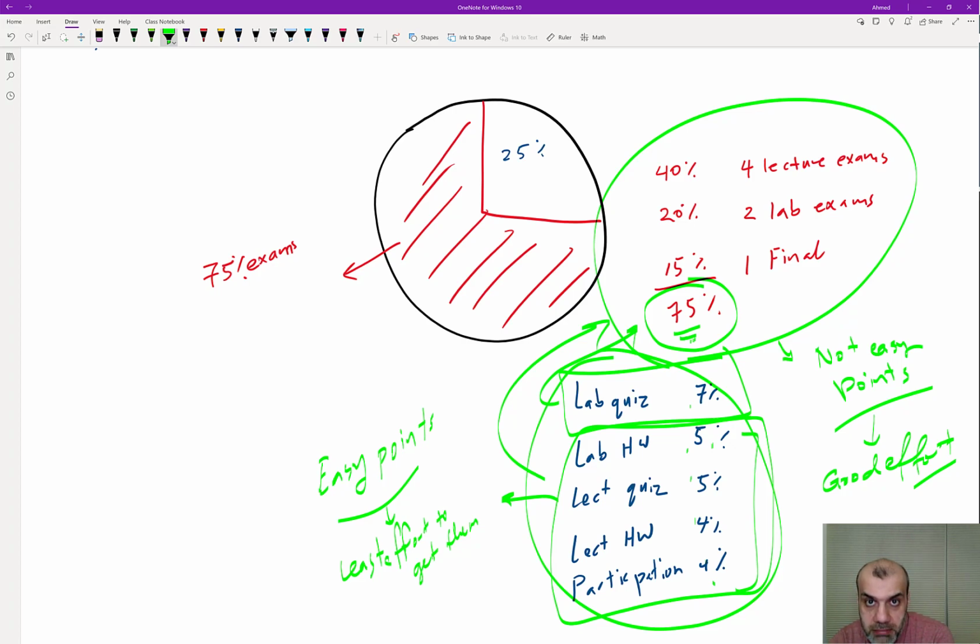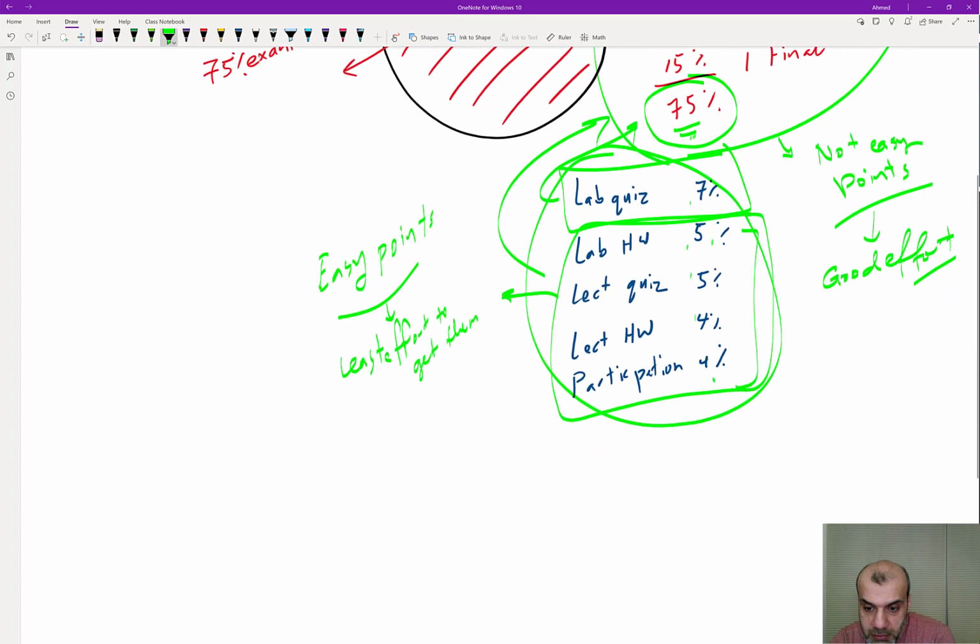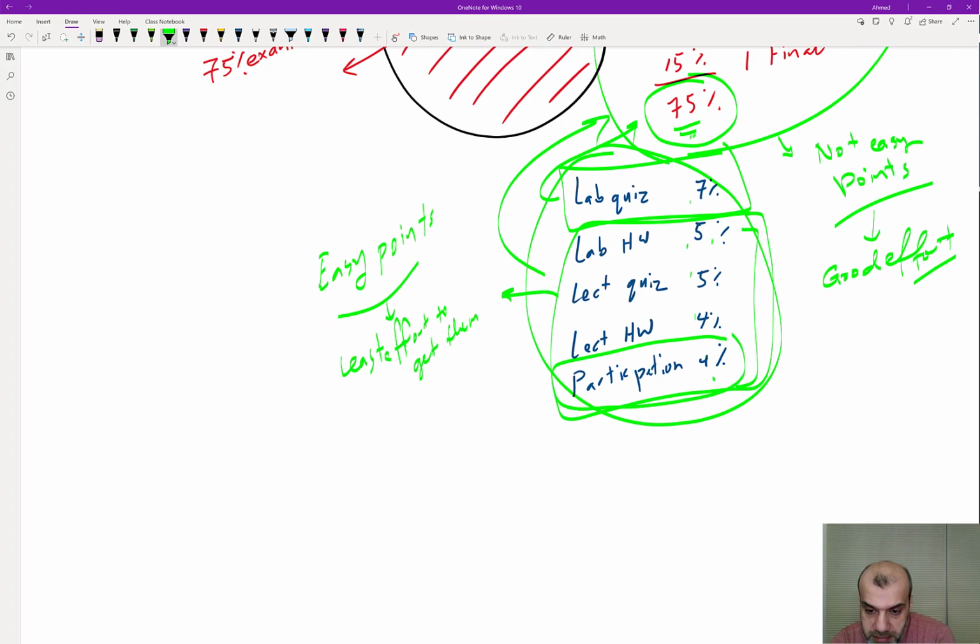But still, there is some effort you need to provide. The only one that I'm going to explain more is the participation. Participation is to encourage you to ask questions, whether in lab or in lecture. Just raise your hand and ask a question and you will get a point. Okay? That is the participation.